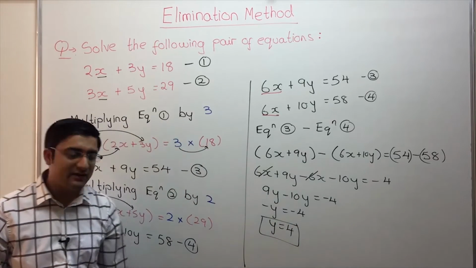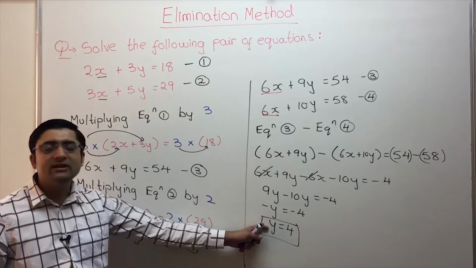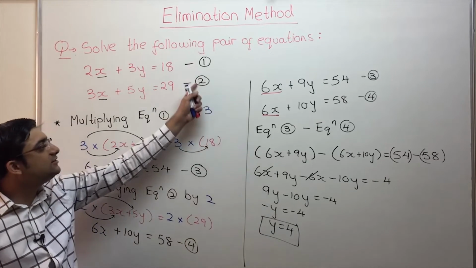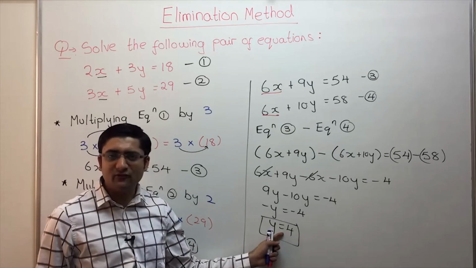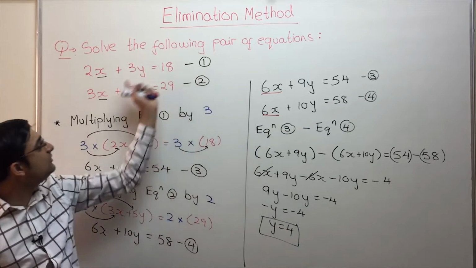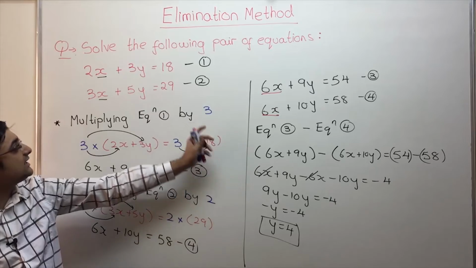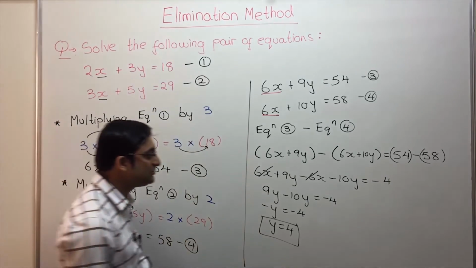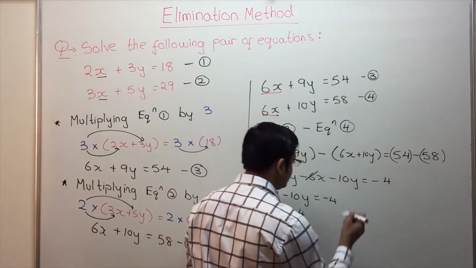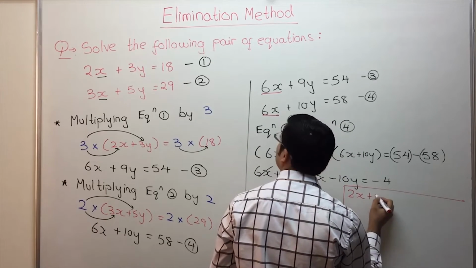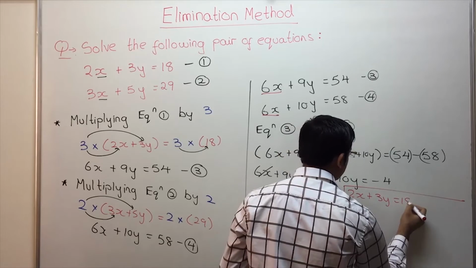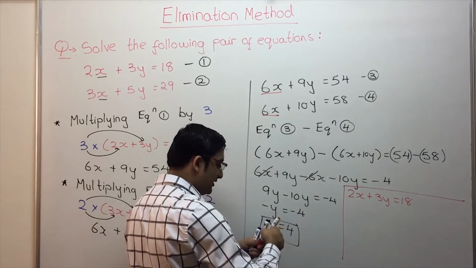Now how do we get the value of x? To get the value of x, simply substitute this value of y in any of these equations, whichever one you want. I repeat, once we have the value of one variable, substitute this in any of these equations. So the simplest equation I can see is the first equation. First equation is 2x plus 3y is equal to 18. So simply substitute the value of y over here.